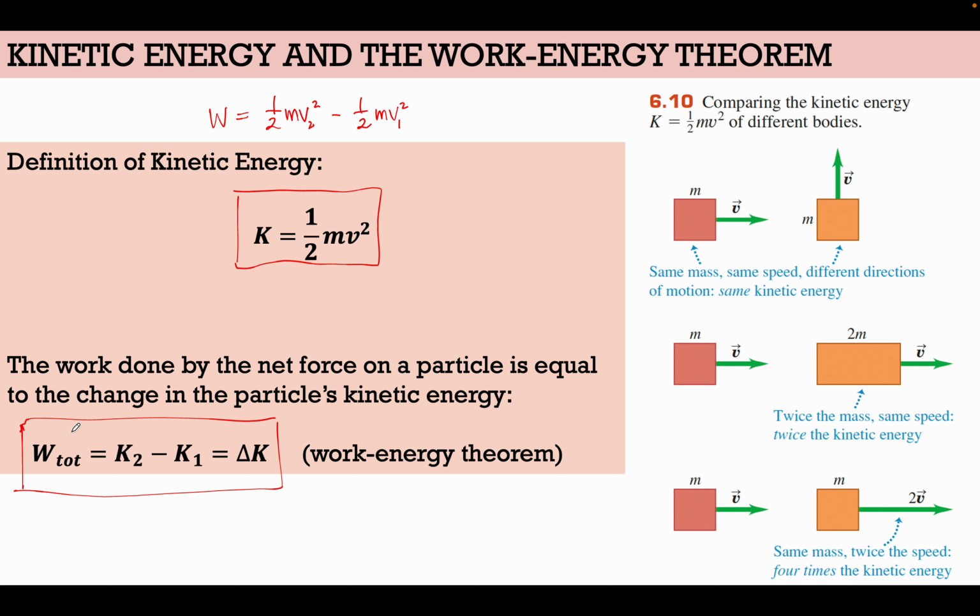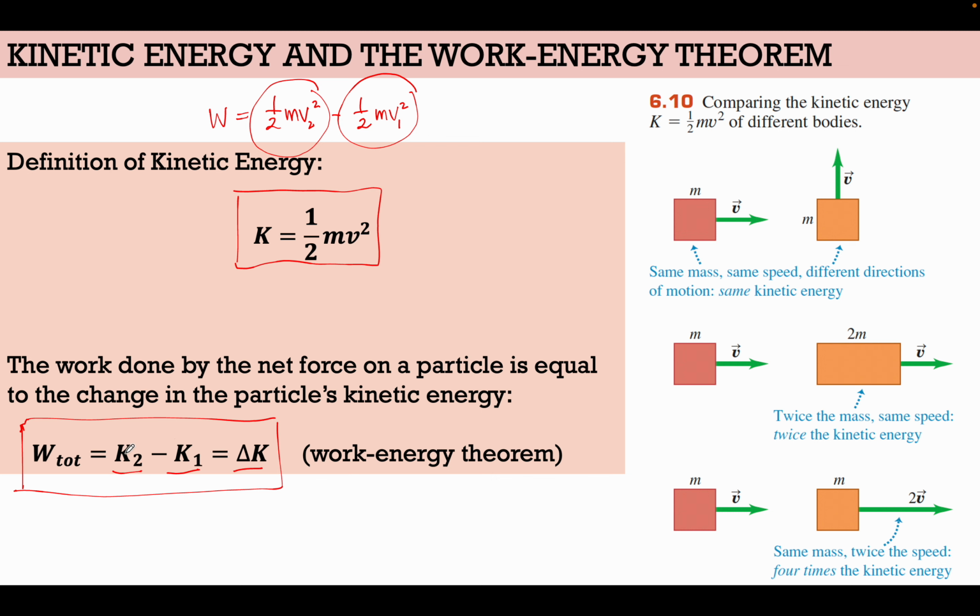So the total work done is equal to the final kinetic energy, which is this one, minus the initial kinetic energy, which is this one. Or it is the change in kinetic energy. Again, when we say change, it is final value minus initial value. So in this case, change in kinetic energy must be final kinetic energy minus initial kinetic energy. So that's why we can relate kinetic energy to the work done by the net force.